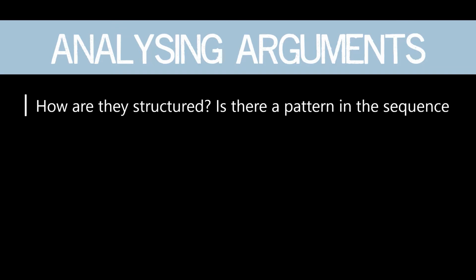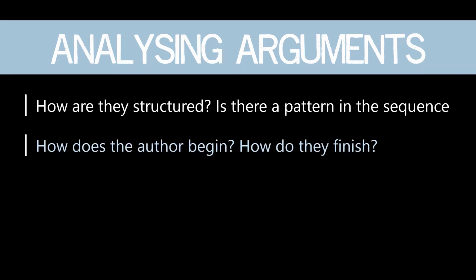So how do we analyse these arguments? Well, the first thing to think about is how they are structured and whether there is a pattern or a sequence in which they're ordered. Think about how the author begins the article. Is it done to shock the reader, or perhaps it's an emotive beginning? Have a think about how they finish the article as well. Quite often you will find authors finish on a call to action. They compel or encourage their readers or their audience to act on the issue at hand.